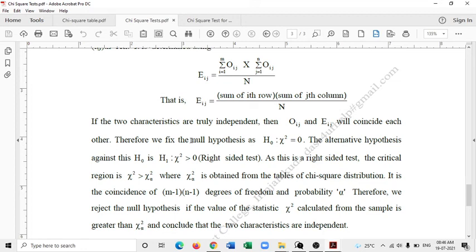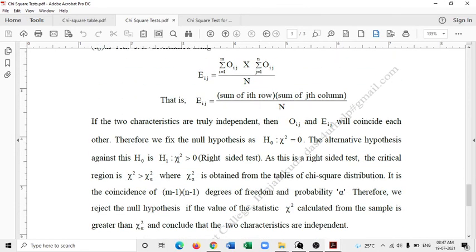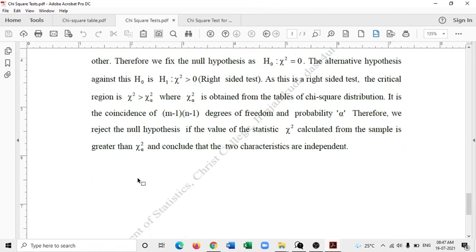Therefore, we reject the null hypothesis if the value of chi-square calculated using this equation is greater than the value we refer from the tables, that is chi-square alpha. So this is the rejection region, and we conclude that the two characteristics are not independent. The assumption in the null hypothesis is that the two characteristics are independent. If we reject the hypothesis, we conclude that the two characteristics are dependent. That's about the chi-square test for independence of characteristics. Thank you.